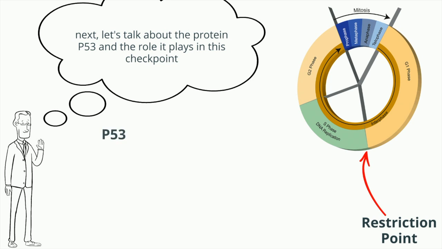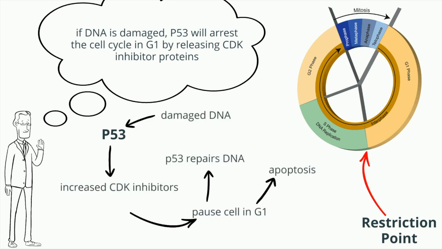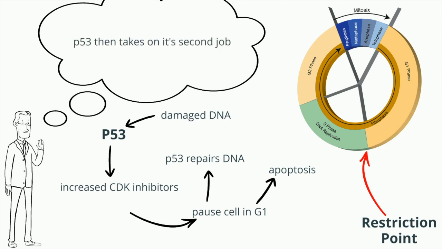Next, let's talk about the protein p53 and the role it plays in the checkpoint. If DNA is damaged, p53 will arrest the cell cycle in G1 by releasing CDK inhibitor proteins. These inhibitor proteins will bind cyclin CDK complexes and prevent the phosphorylation of RB, therefore preventing replication. p53 will then take on its second job.